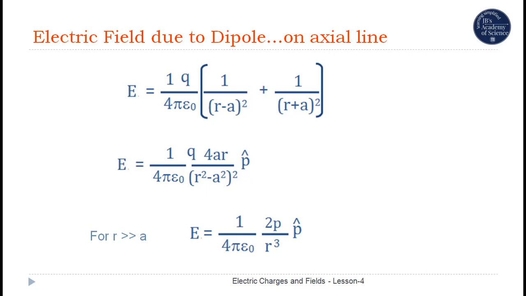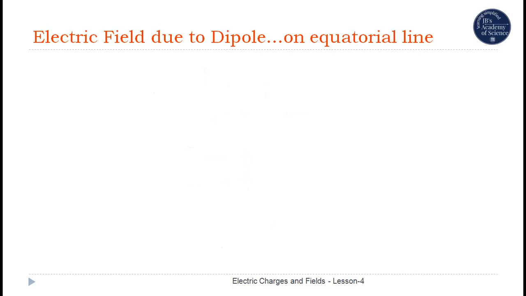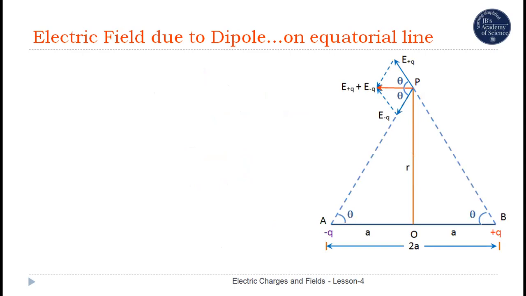Hope it is clear to you. Now let us consider a point lying on the equatorial line. So consider again the same dipole, plus Q and minus Q, separated by a distance 2A. O is the center of the dipole, and consider the equatorial line. What is the equatorial line? The equatorial line is the line passing through the center of the dipole and perpendicular to its axis. Consider a point P on the equatorial line, which is at a distance R from the center O.